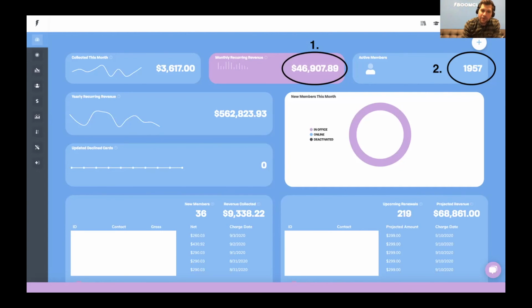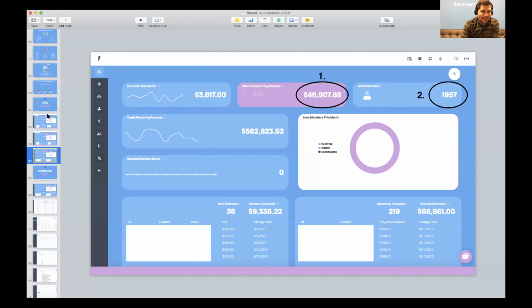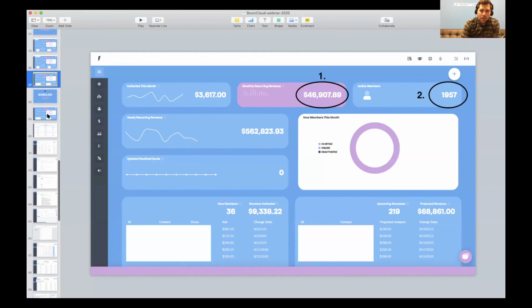or you start each year with the annual revenue. Here you can see this practice has over $500,000 in annual recurring revenue. When I say recurring revenue, I mean it's coming in automatically. So those are some examples of practices that have done really well with their membership programs and utilize a tool like BoomCloud to help grow and scale their membership program.